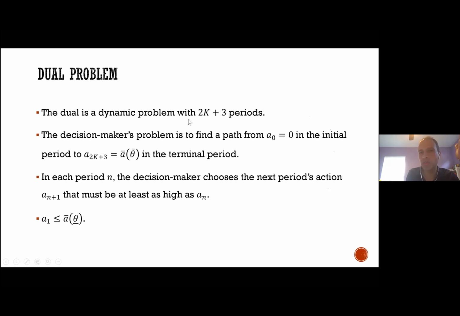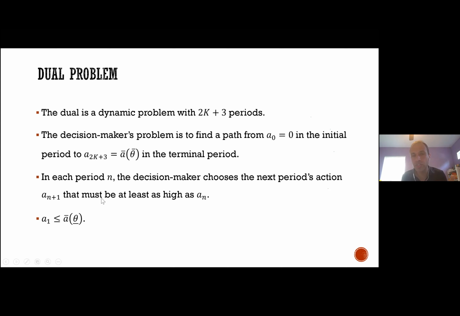Now, what does the decision maker do in this dynamic problem? The decision maker's problem is to find a path from 0, the initial action or state in period 0, to this action in the terminal period. What is this action? Notice this is the maximum action that the highest type in the support of the distribution of types is willing to take, a bar of theta bar. So the decision maker's problem is to go from 0 to this high action in these 2K plus 3 periods. In each period, the decision maker chooses the next period's state or action. So in period n, he chooses a n plus 1.